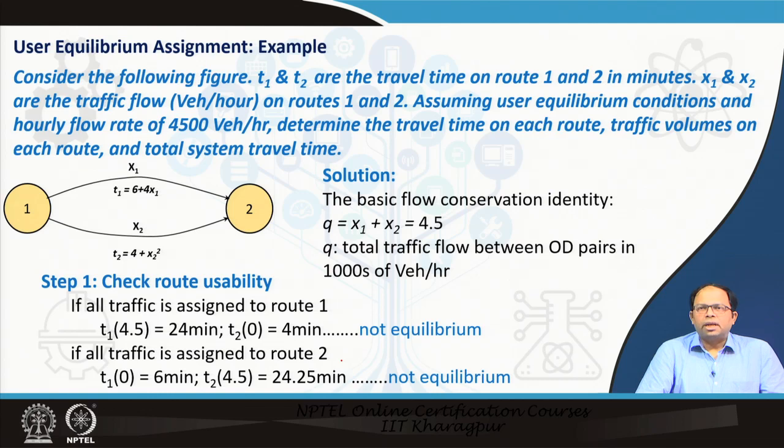So, let us see an example and then we will see how to solve it. In this particular figure, T1 and T2 are the travel times on route 1 and 2 in minutes. This is T1 and this is T2, this is route 1 and this is route 2, and we are going from 1 to 2. x1 and x2 are the traffic flow in vehicles per hour on route 1 and route 2. Assuming the usual equilibrium conditions and an hourly flow rate of 4500 vehicles per hour, determine the travel time on each route, traffic volumes on each route, and the total system travel time.